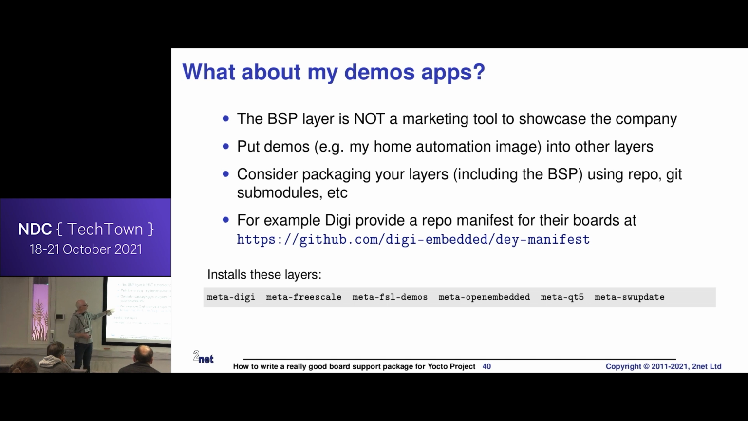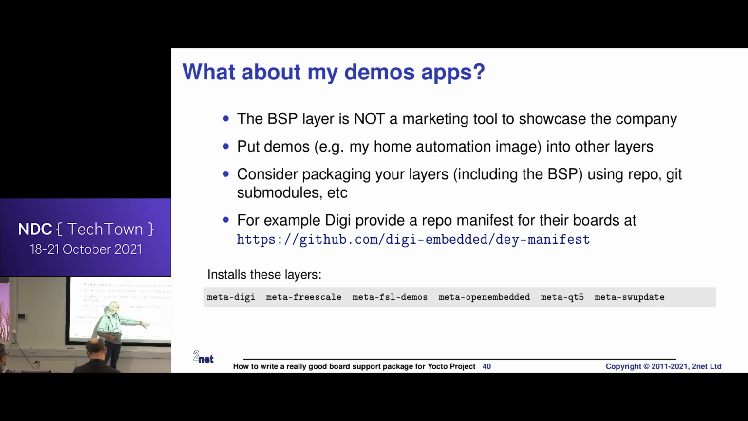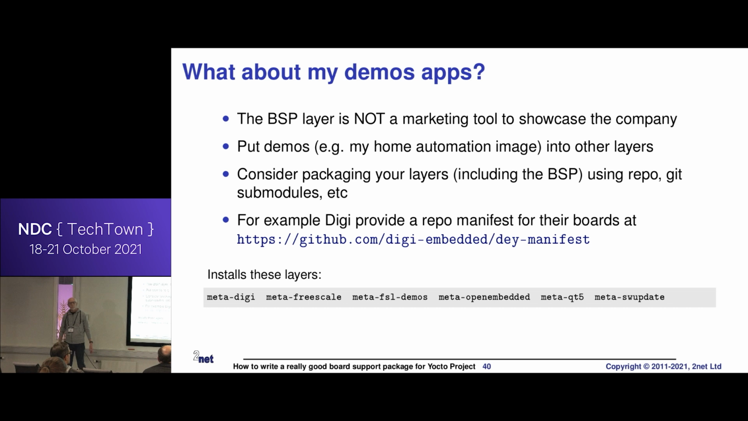A company called Digi do this quite nicely. So here's an example of a repo from Digi, and that works quite nicely. When you do that, that includes all these layers. So meta-digi, which is their BSP layer, meta-freescale, which has some stuff for the i.MX chips, some demos, meta-open-embedded, because it uses some additional stuff from meta-open-embedded, Qt5, because we want to do some graphical stuff, and SWUpdate, because we want a software updater. So that's a good way of presenting the features of your product without putting everything into the BSP layer.